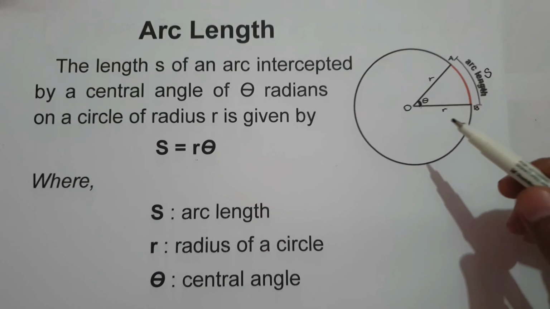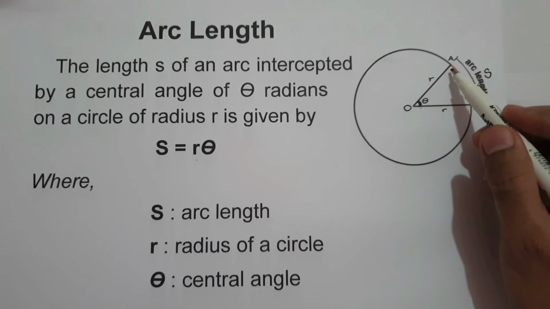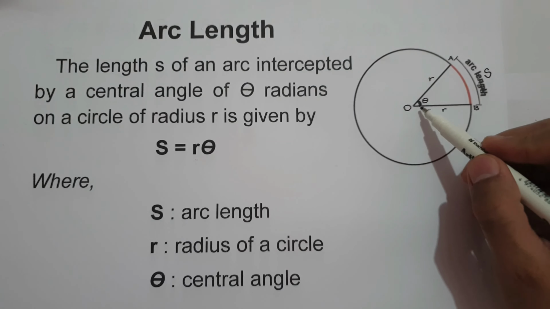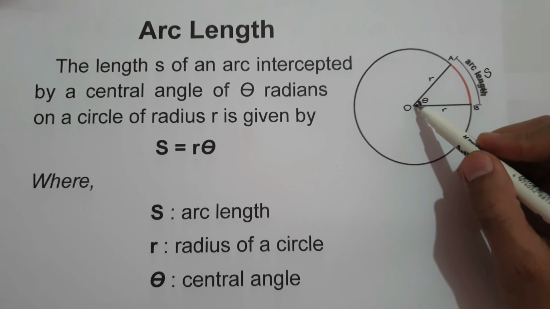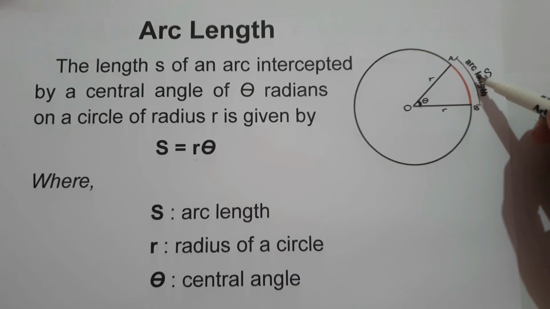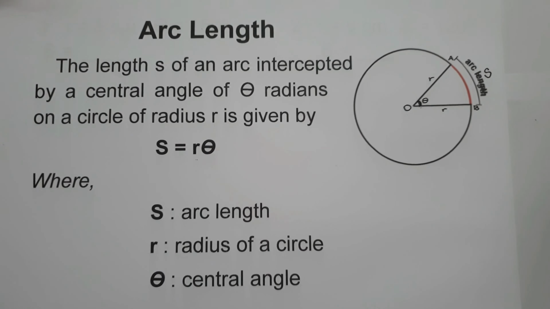As you can see in the given figure, in circle O, OA and OB are the radii of the circle. This angle is the central angle, angle AOB. Then arc AB is the arc length, denoted by the letter S. These are the pieces of information we are going to use to find the arc length of a circle. So let's start and have an example.